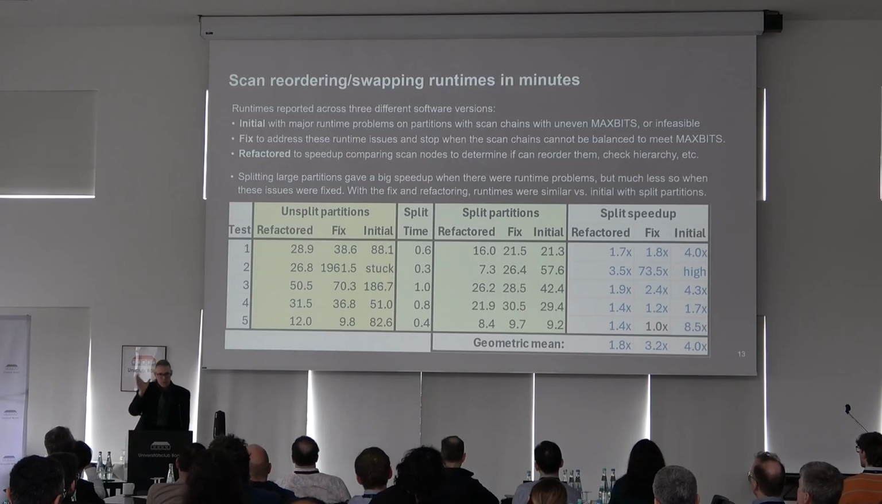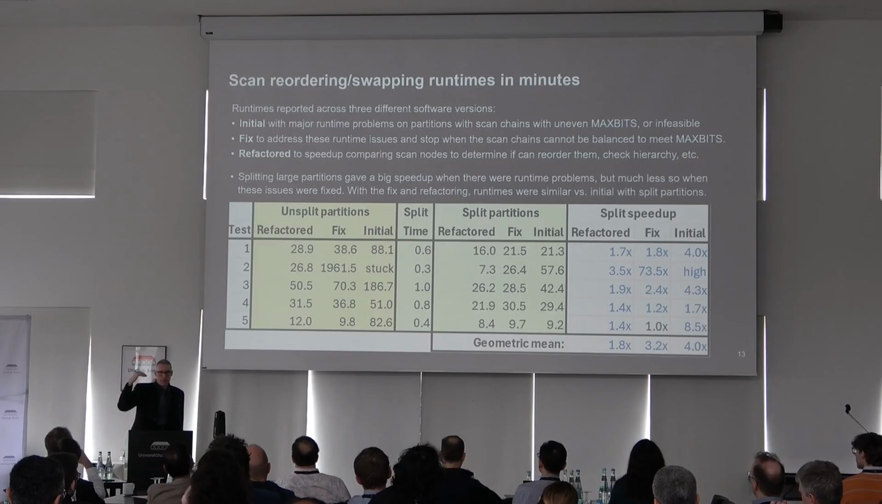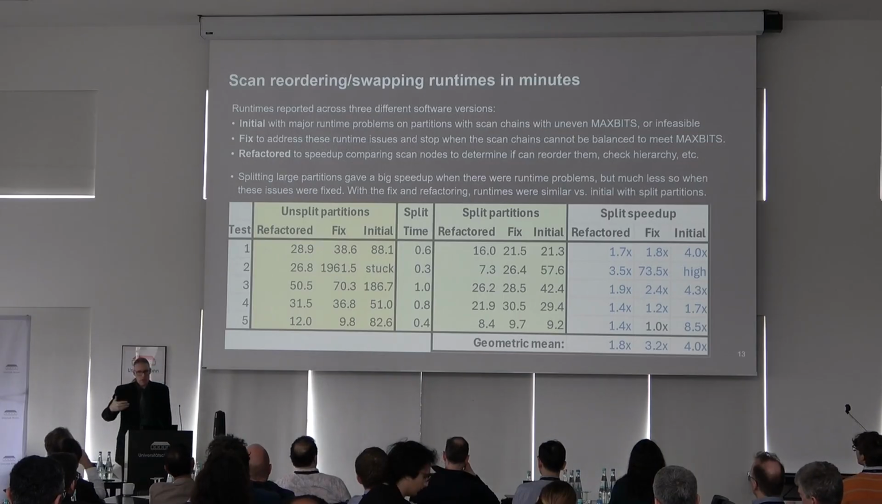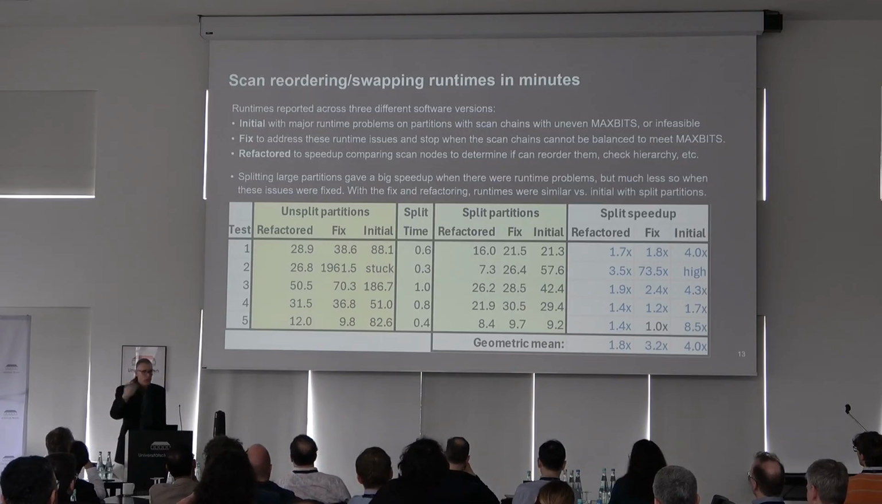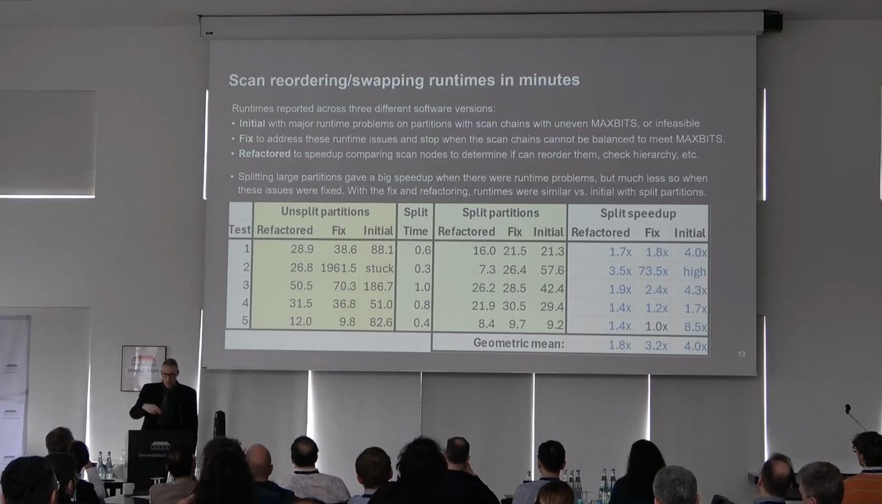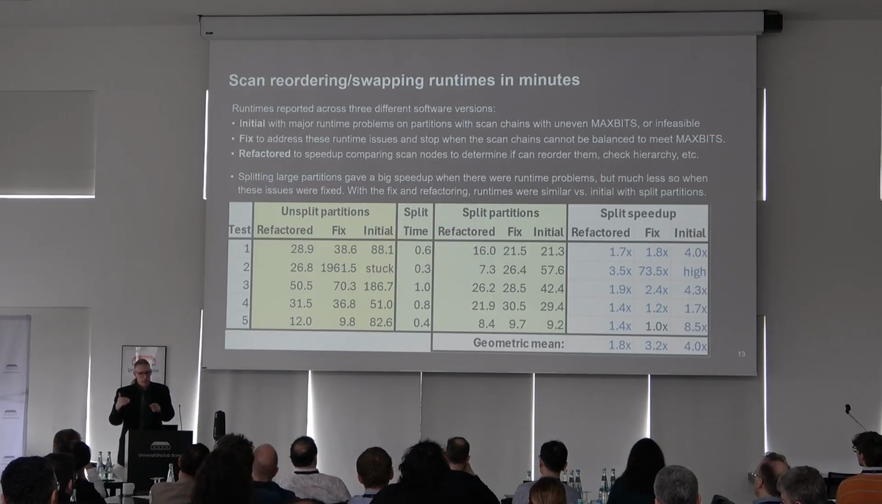Now, once another developer had fixed the runtime issue that we had with the max bit constraints, the speed up by splitting goes down to a factor of 3.2 geometric mean. And then I spent another 2 months or so of actual hard work and refactored the code to fix how we were comparing scan nodes, to avoid caching issues, which were actually burning a lot of runtime, to speed up checking the hierarchy. And that gave us a significant speed up as well. And then after that, actually splitting the scan partitions only gives us less than a factor of 2 speed up.